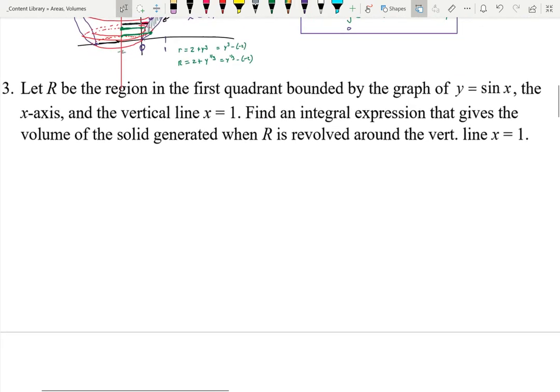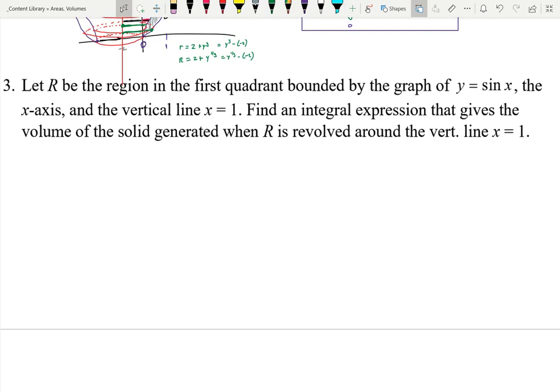All right, last one. We've got R being the region in the first quadrant bounded by the graph of y equals sine of x, the x-axis, and the vertical line x equals 1. We want to find an integral expression that gives the volume of the solid generated when R is revolved around the vertical line x equals 1. Okay, so let's see here. We've got sine of x, the x-axis, and the vertical line x equals 1.